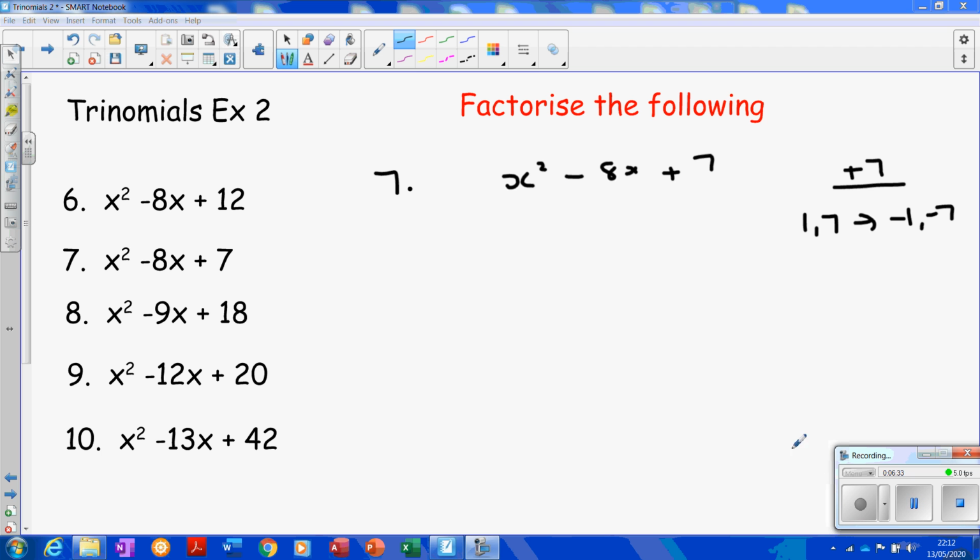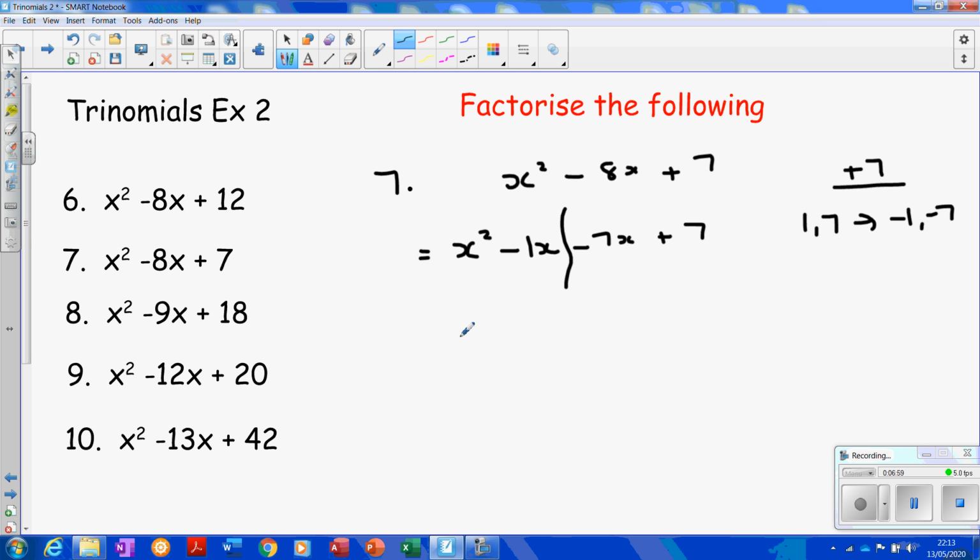Question 7, we're wanting 1 times plus 7 is plus 7. 7 is a prime number, so one pair of factors, which is 1 and 7. But when we take into consideration negative ones, we could have negative 1 and negative 7. Okay, split that to give me x squared. I want the pair that gives me minus 8. It's got to be minus 1x and minus 7x's. So if I split that middle term, I get that.